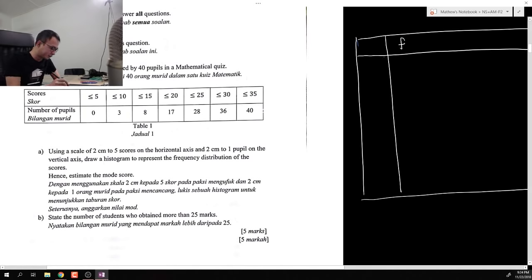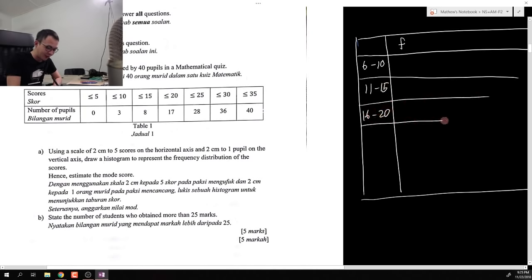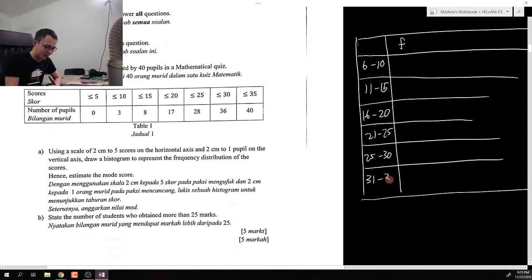Alright, for example, this one from 0, I will just ignore. The next one is from 6 to 10, right? And then the next one should be 11 to 15. Keep on moving, you have 16 to 20, then 21 to 25, then 26 to 30, and then 31 to 35.